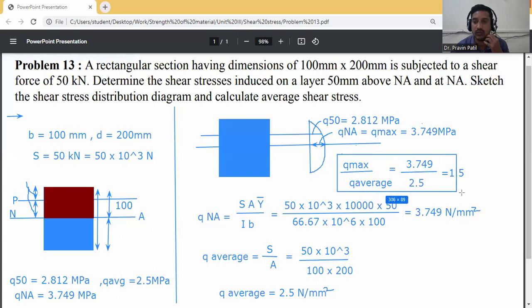So actually we needed to calculate Q50, that is 2.812 MPa, and Q average, which is 2.5 MPa, and QNA, that is Qmax, you can say also 3.749 MPa. Okay, this is your final answer.